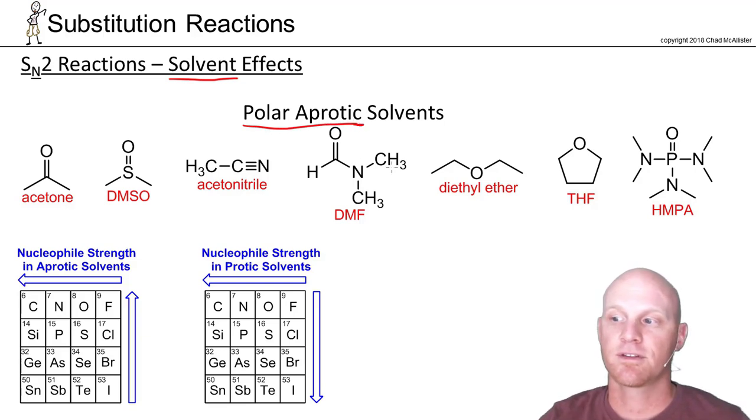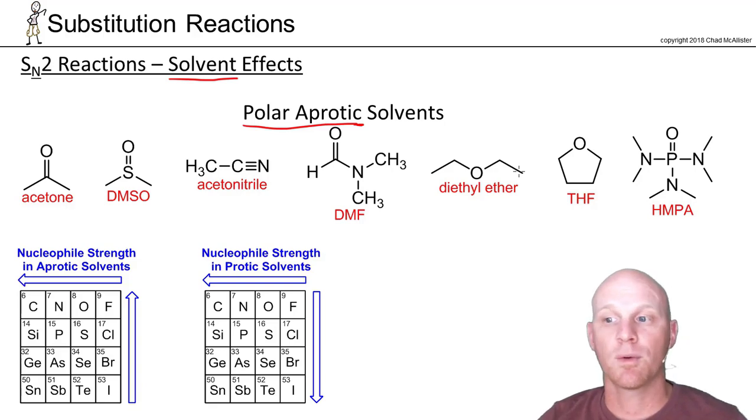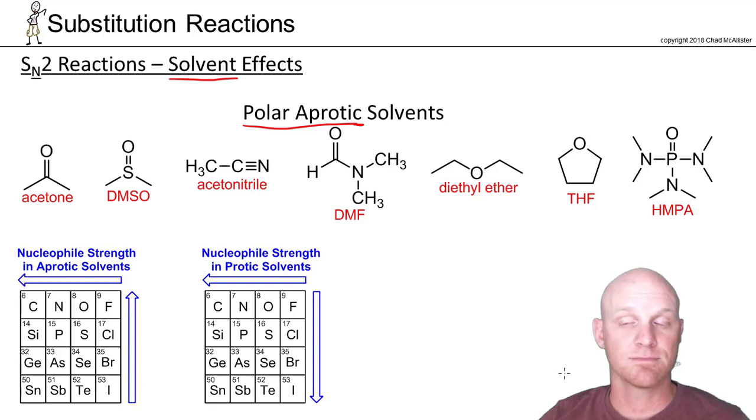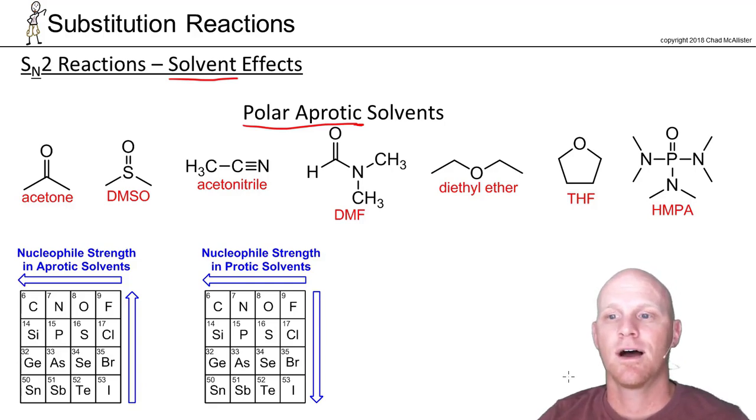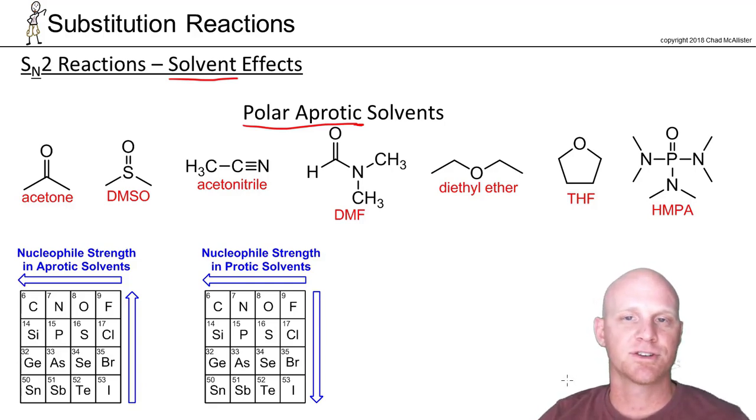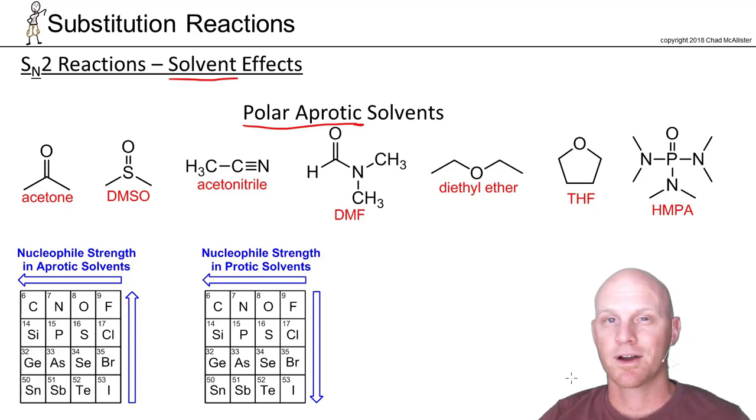And here I've listed the several most common polar aprotic solvents: acetone, dimethyl sulfoxide, acetonitrile, dimethylformamide, diethyl ether, tetrahydrofuran, and hexamethylphosphoramide. None of these structures has either an OH or an NH bond. They're all polar, but aprotic. They're great solvents for SN2 reactions, or at least most SN2 reactions. You'll find out in any kind of undergraduate treatment of substitution reactions that we are going to oversimplify some things somewhere, and this is one of those places.